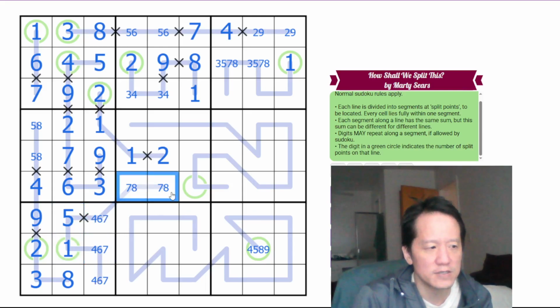So this has to be 7 and 8, which means this adds up to 23 plus 7 and 8, that's 15, is 38. Divided by 2 is 19. So 7 and 8 must be with a 4. So this is 4, which means this can't be 4. This is 6 and 7.